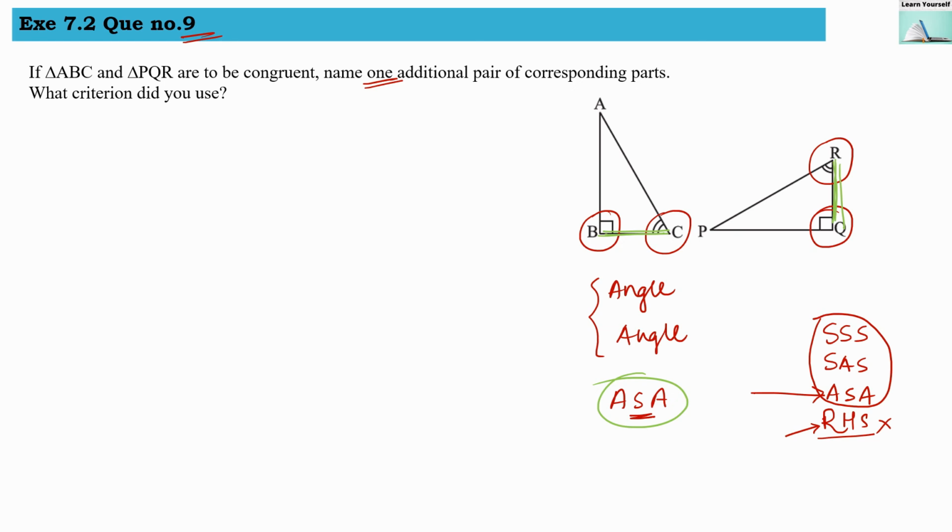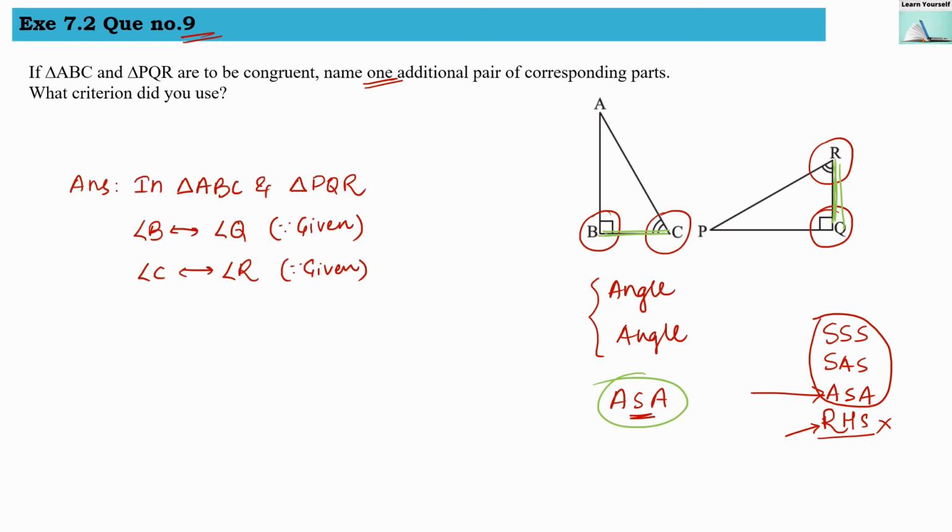So we are going to write here that BC is equal to RQ so that it will follow angle side angle criteria. So these two things have already been given in the figure. Now what we are adding here is side BC is in congruence with side RQ. So these two triangles will be in congruence with each other as per angle side angle criteria.